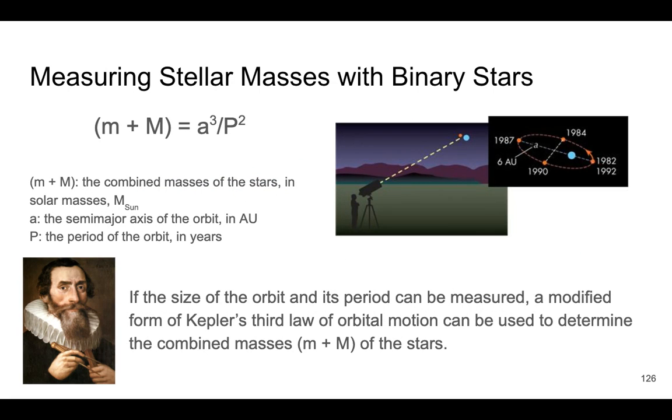So again, the most important thing about binaries is it gives us a useful way to measure their masses. You don't really need to know all this, but this is a modified version of Newton's version of Kepler's third law of orbital motion, whereby measuring the semi-major axis, so how far apart the stars are in their orbit, and the period, which is how long it takes them to complete an orbit of each other, you can figure out the combined masses of both stars together with this formula. And then by other ways, you can figure out the masses of the stars individually.